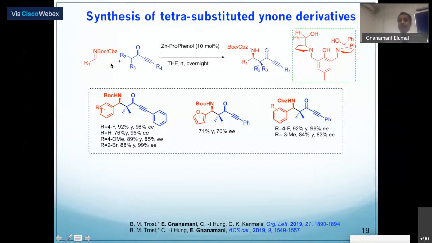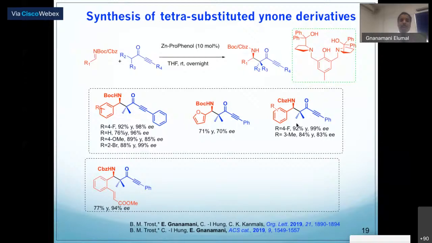We tried various types of imines containing electron-rich or electron-poor or heteroaryl groups. In all the cases we had excellent NSO selectivity. Even when we go from Boc amine to Cbz amine, it does not affect the yield or enantioselectivity. Further, we expanded the scope to competition between imine and alpha-beta unsaturated system. Here also we were able to do the reaction selectively at the imine, not the alpha-beta unsaturated system. Also, we expanded to aliphatic imines and cinnamaldehyde; in all the cases we were able to get better NSO selectivity.